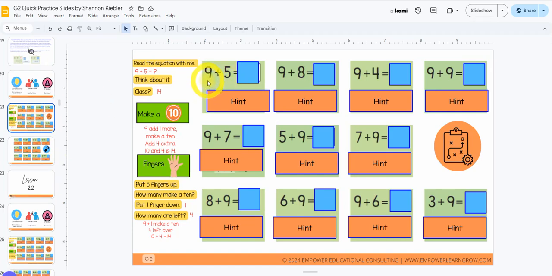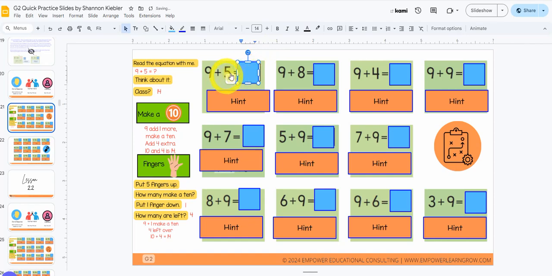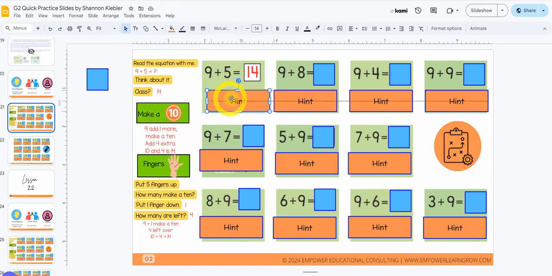So either way, if students have their own cards or you're going through it as a class, you would say, students, read the equation with me. 9 plus 5 equals, think about it, the class would say 14. The student leader moves the blue cover and reveals that it is 14. Then we make a 10. Class, make a 10. And now we say 9 plus 1 makes a 10. Add 4 more makes 14.